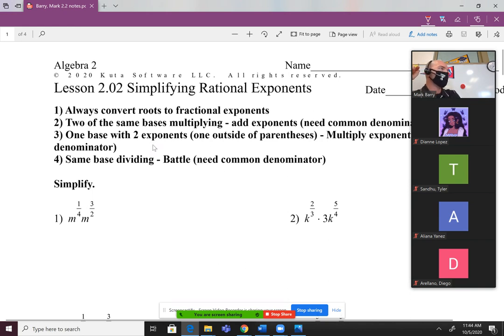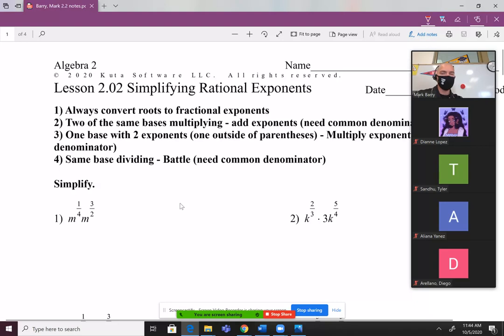All right, if it's one base with two exponents, with one of them outside of parentheses, we're still going to multiply. Again, we did that last week, but now we're going to do it with fractions, which means we do not need a common denominator to multiply fractions, okay? Lastly, same base dividing, we're going to subtract, and we are going to need a common denominator for that, okay?